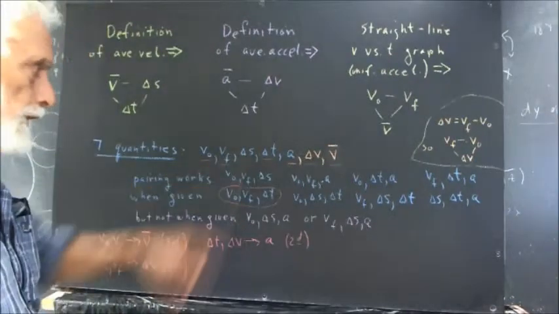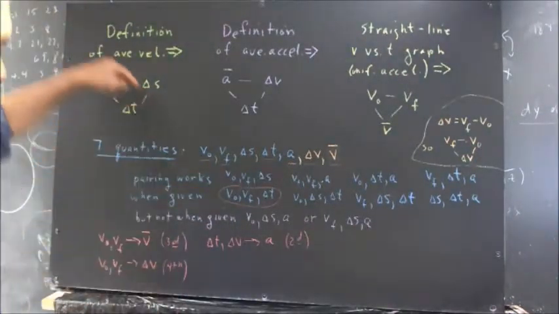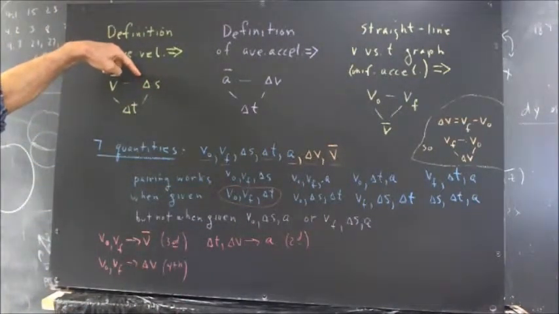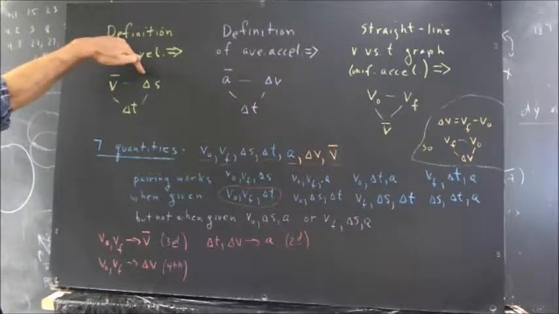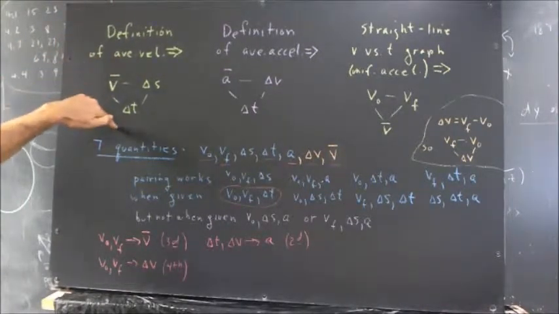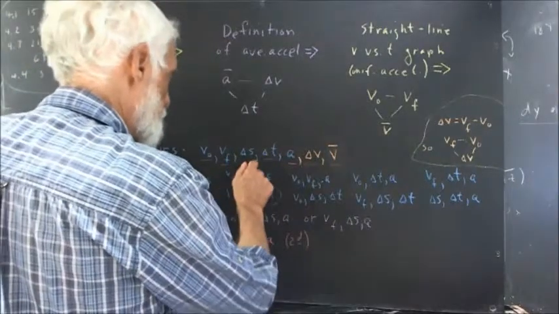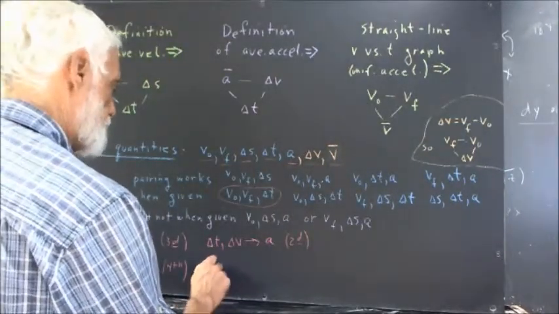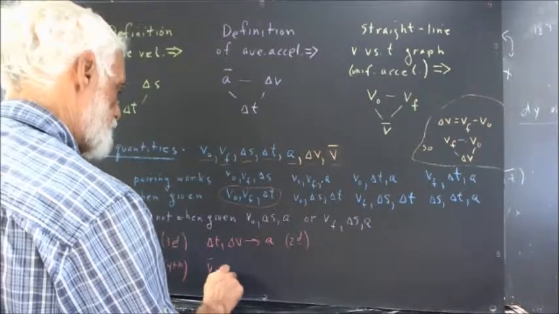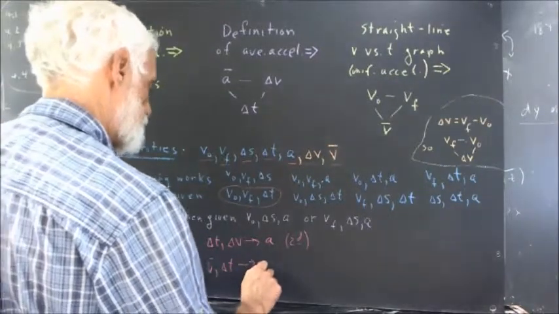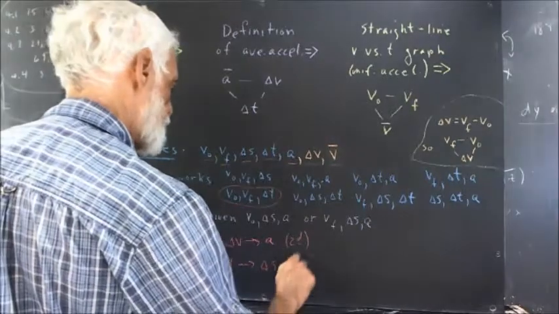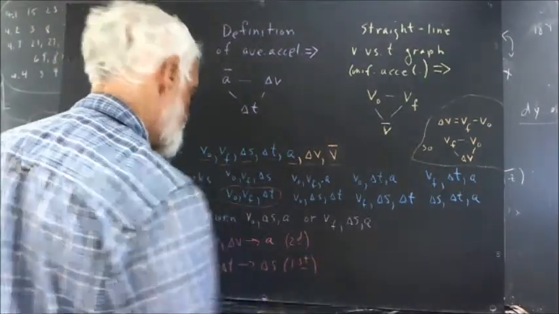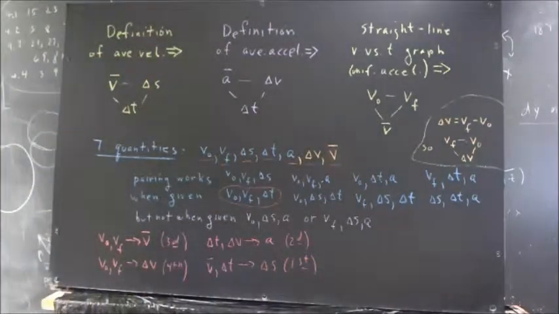Okay? Then what? Well, now we know A. The only thing we've got left is delta S. And delta S only occurs in one place. So here's delta S. And do we know V bar and delta T? Well, yeah, we've now determined them, so now we're going to have delta S. So V bar and delta T give us delta S. That's from the first triangle.